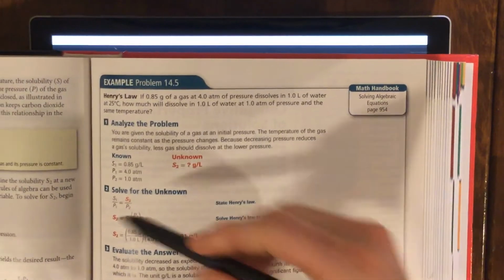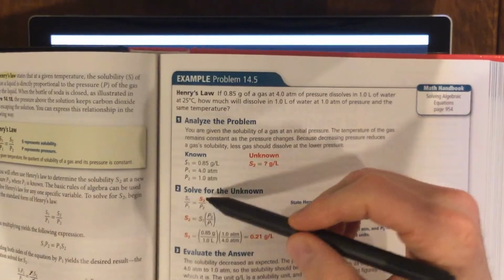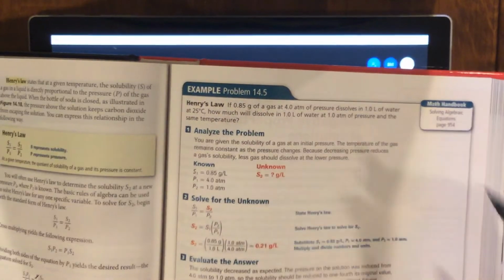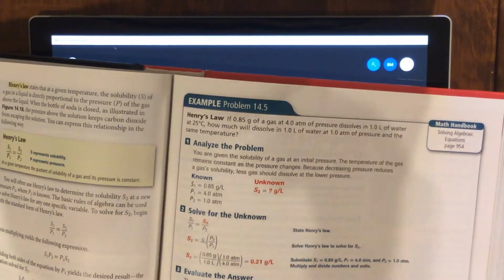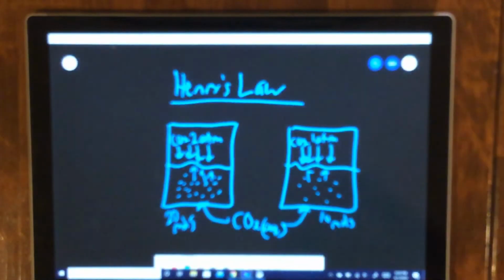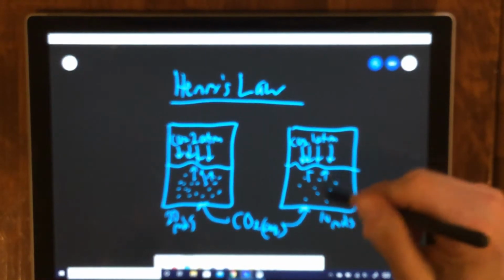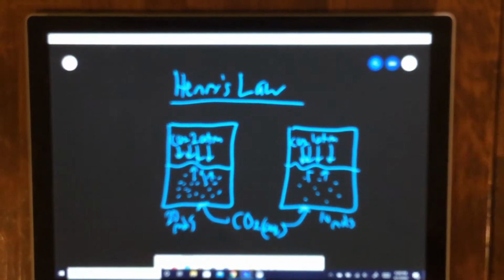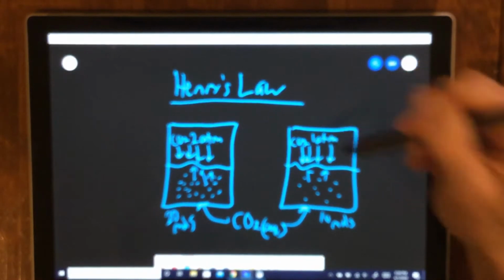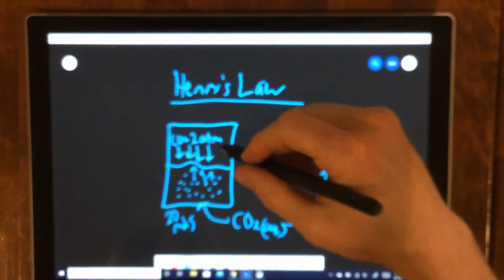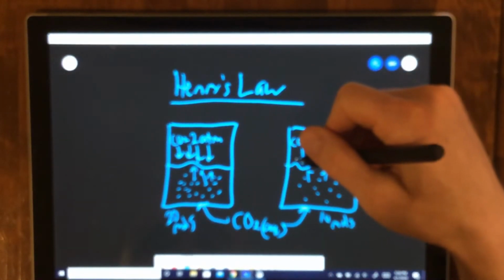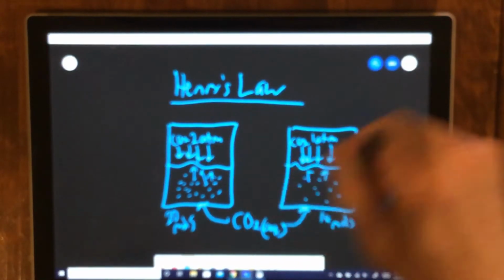S1 over P1 equals S2 over P2. S is solubility, P is pressure. Basically, as pressure goes up, solubility goes up. And remember, solubility is how much can be dissolved at a certain temperature in a certain amount of water. You do not need to know that equation, but I am giving you a couple problems just to help you practice this concept. So that's my final thought on that.